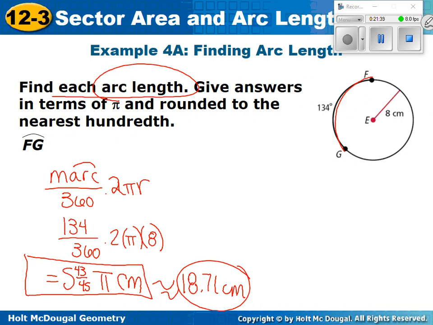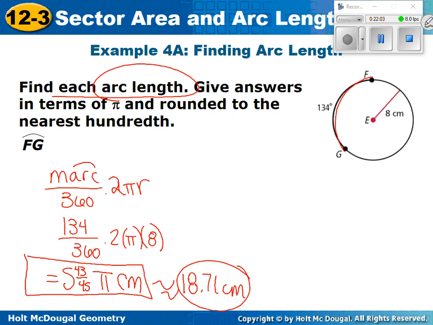Measure of an arc, measure of an angle is in degrees. Arc length, squared or not squared? Not squared, and it's not degrees. It's units, centimeters, inches, feet. It's the linear distance. Area of a sector is going to be units squared because it's area. So watch for the words. Are you finding the area, the space inside, or are you just finding the distance? Just distance is just units.